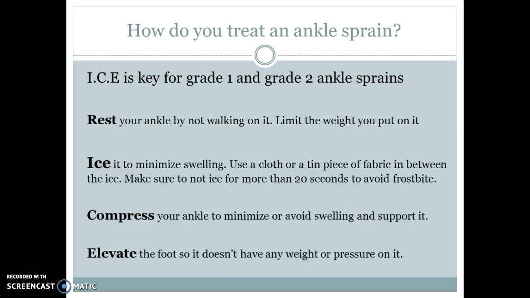How do you treat an ankle sprain? Well, initially you have to follow the RICE rule, which is rest your ankle, ice it to minimize swelling, compress your ankle to minimize or avoid swelling and support it, and elevate so there's no pressure or weight on it.